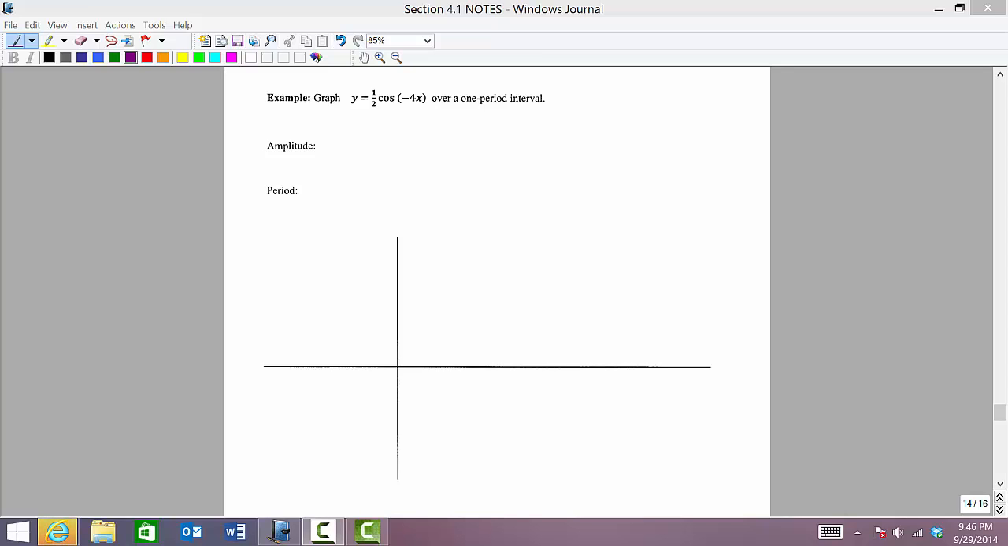Graph y equals 1/2 times cosine of negative 4x over a 1-period interval. The first thing that we want to address is that the input into our function is being multiplied by a negative 4. We said that cosine was an even function.